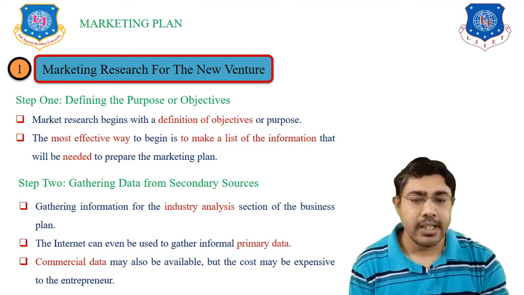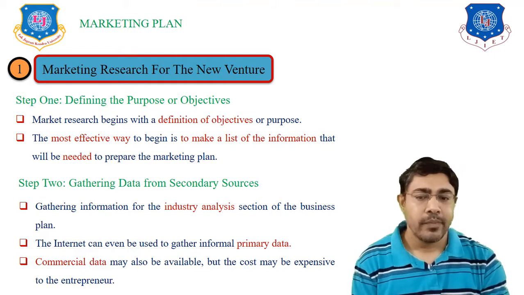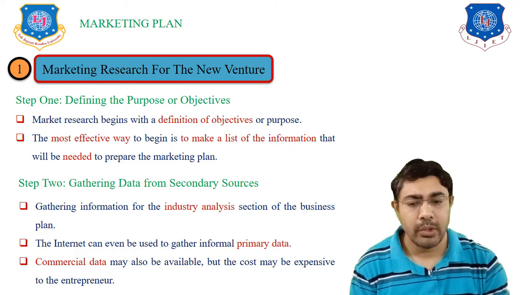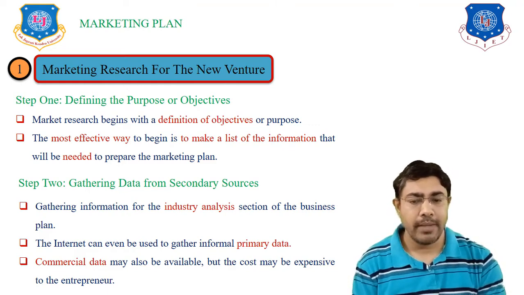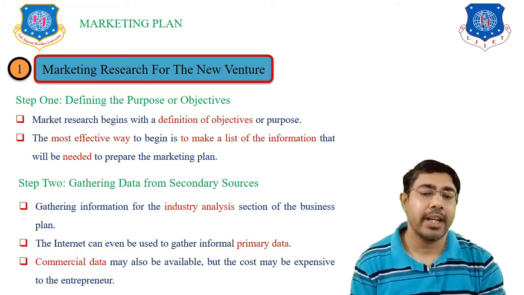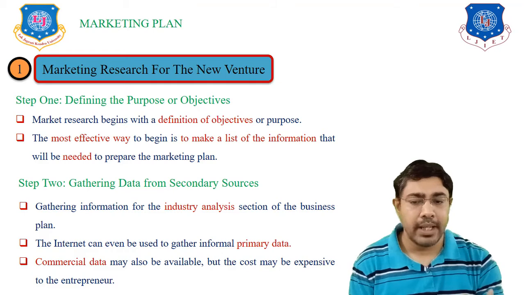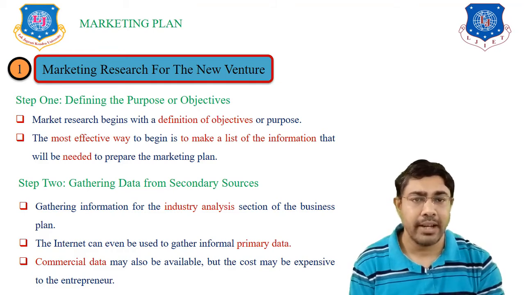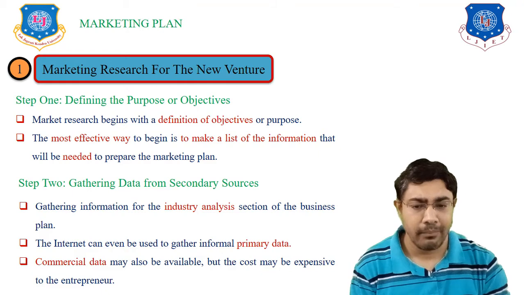Marketing research begins with the definition of objectives or purpose, and one of the most effective ways to do that is to make a list of the information that will be needed to prepare the marketing plan. You have to make a list of the information needed for developing the marketing plan.